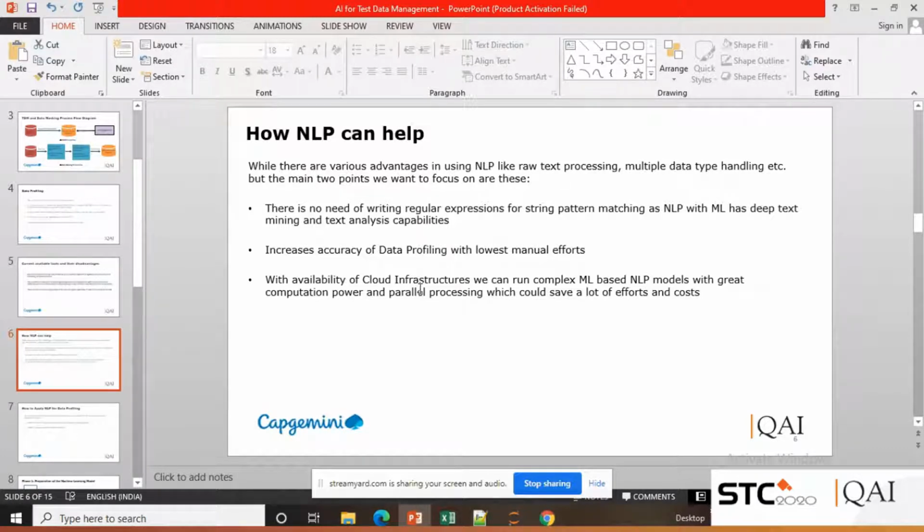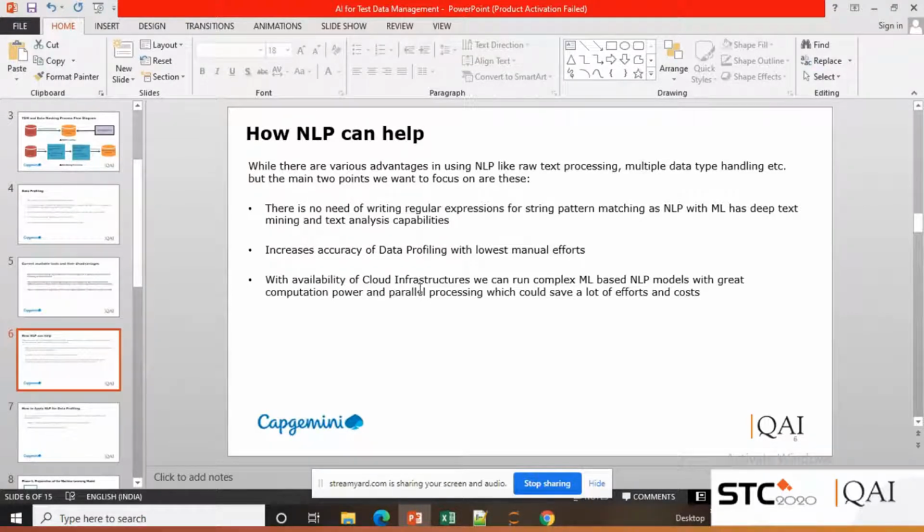Now, there are various advantages of doing this. First of all, we don't have to write those regular expressions and string patterns, and there is no need to regularly update the string patterns to catch new words. And secondly, NLP and ML have deep text mining and text analysis capabilities. They can understand a lot of patterns which, when we are coding, we won't even understand at present, but with the capability of NLP and ML, it will understand by itself.